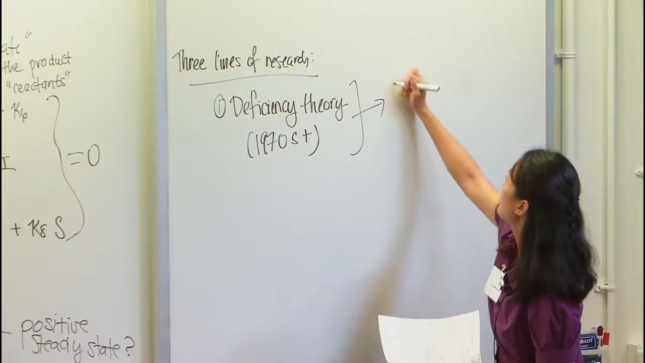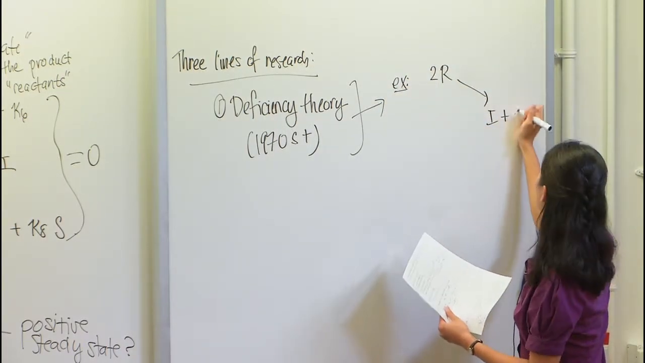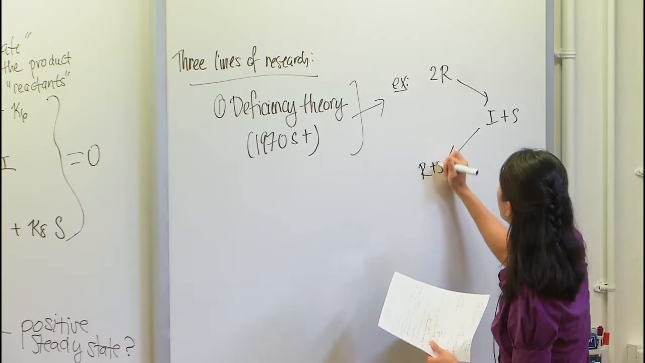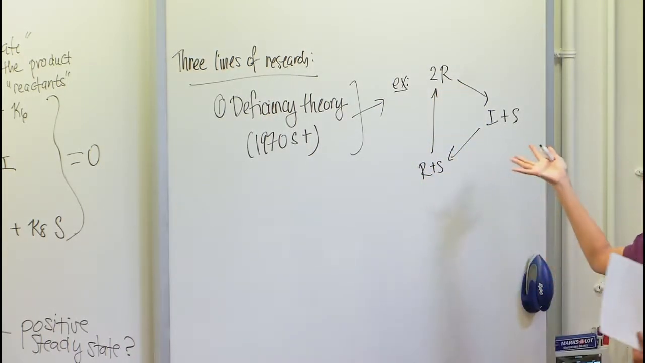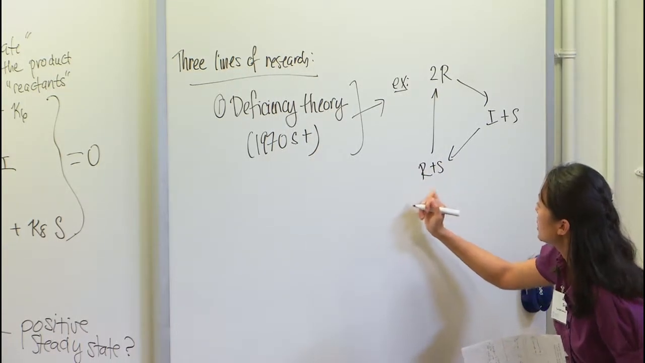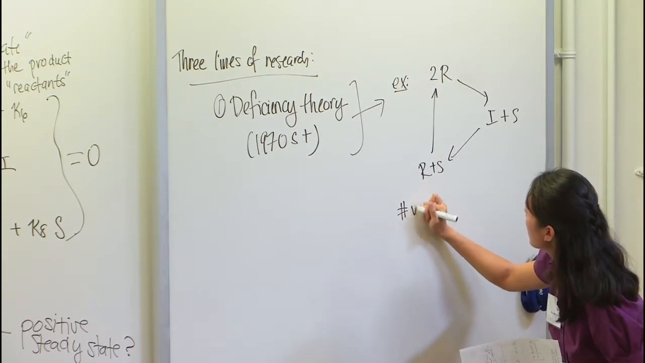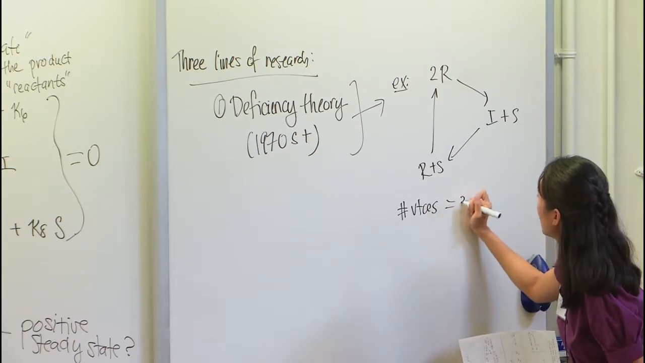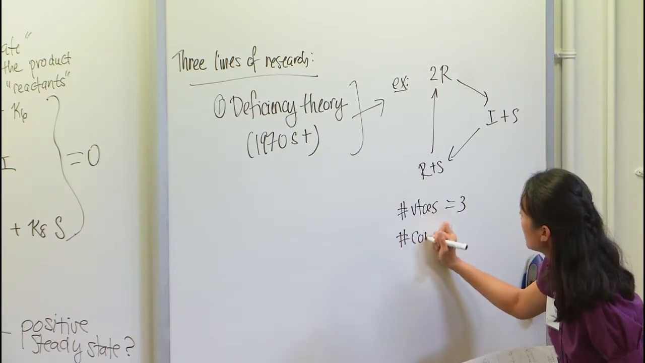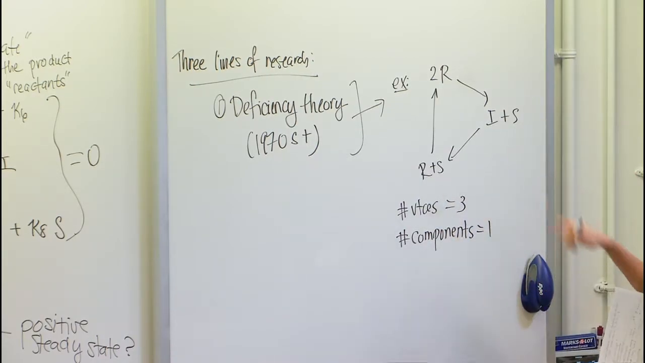Okay? So if I were to give you a different example, which is completely contrived, I plus R plus S. If I looked at this network here, what deficiency theory would tell me to do is to compute something called the deficiency. Okay? And I do this by computing the number of vertices. Here it's 3. Okay. The number of components, that's equal to 1. Okay.